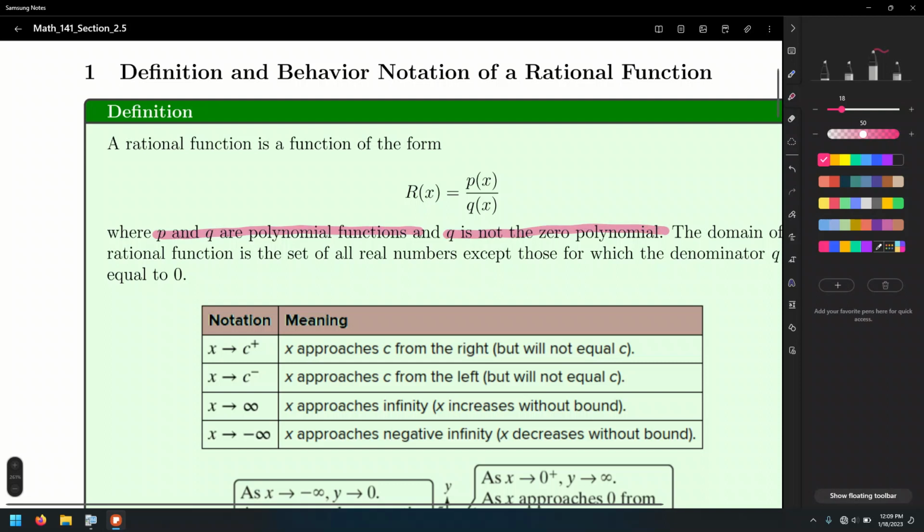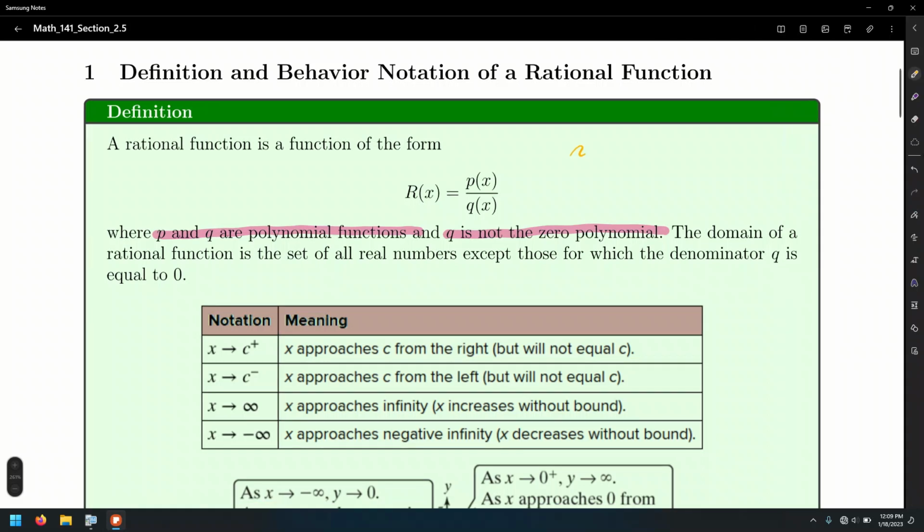All right, let me give you an example of something that is not a rational function. For example, f of x equals x squared plus 5 in the numerator. That's a polynomial, that's fine. But in the denominator, what do we have? A radical. So that's not a rational function because the denominator is not a polynomial, it's a radical function.